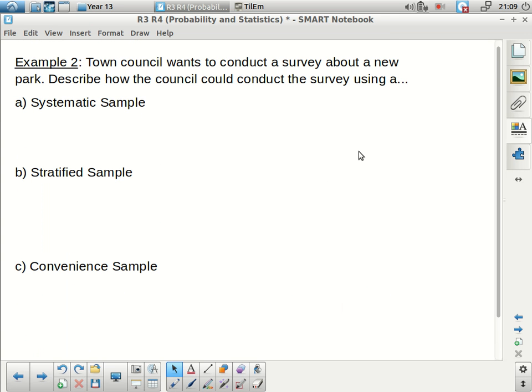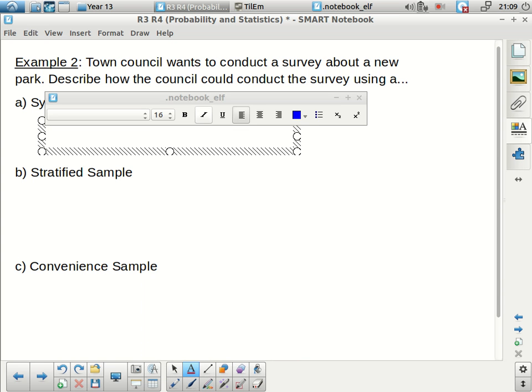Okay, example 2. Town council wants to conduct a survey about a new park. Describe how the council could conduct a survey using, and we'll do some different types of samples here. Okay, so first is systematic. So systematic is the one where you go in regular intervals.